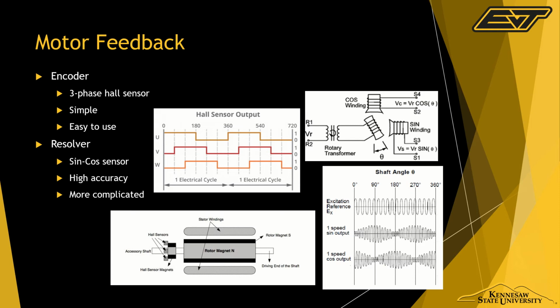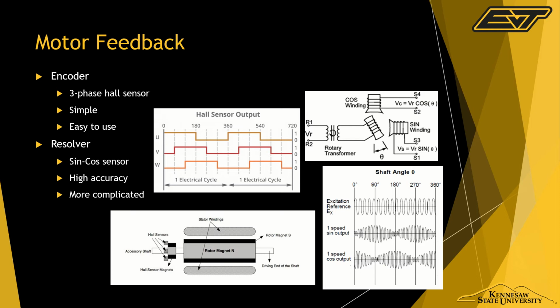Generally, on motors, you'll find a three-phase Hall sensor, which is an encoder. There are also optical ones, which basically, instead of using magnetic forces, use light. And I don't know, there's probably some others, but Hall sensors and photoelectric are the most common ones that I've seen.